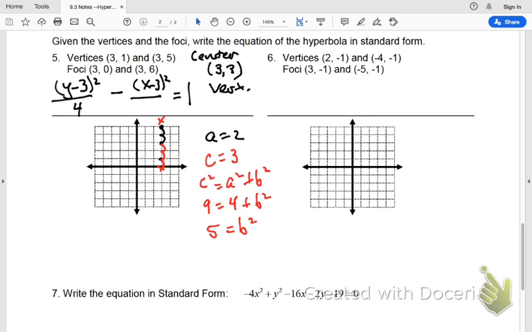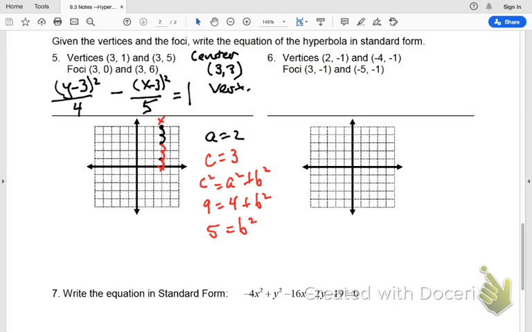I don't really care about what b equals because in my equation I'm putting b squared anyway. So I'm going to put 5 right here. So the equation for this hyperbola will be y minus 3 squared over 4 minus x minus 3 squared over 5 equals 1. All right, let's do the other one.